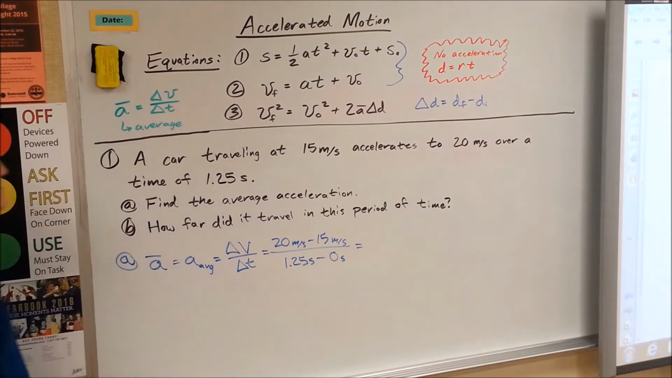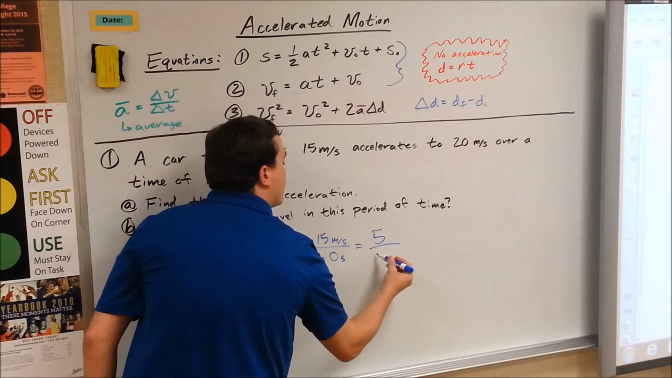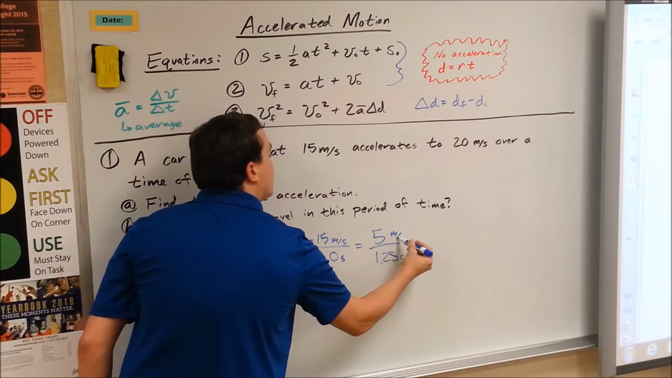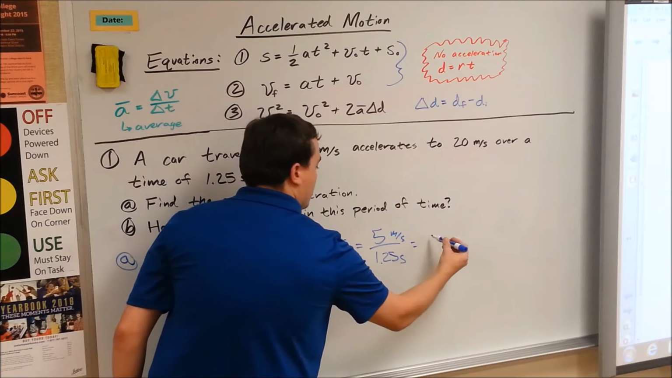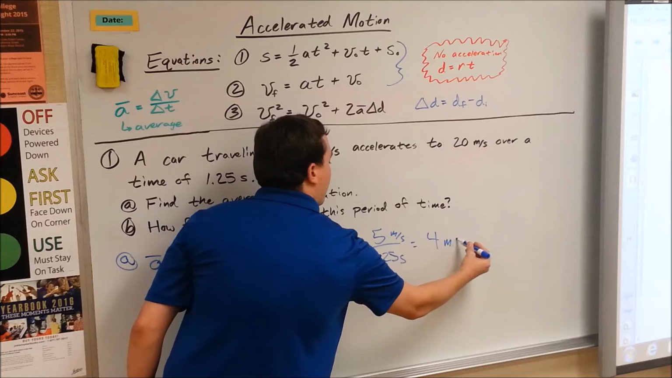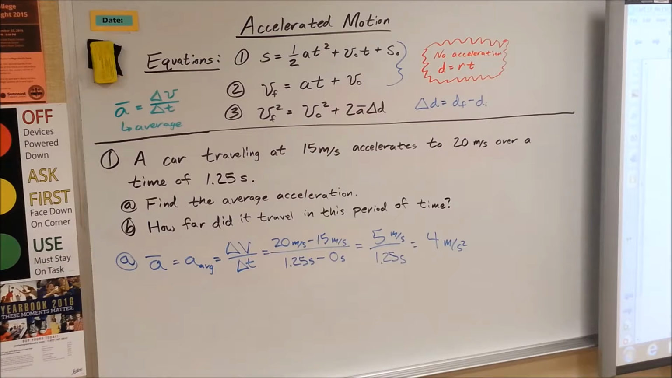So we divide. 20 minus 15 is 5, divided by 1.25 seconds, meters per second, which gives us 4 meters per second squared. So that is our average acceleration.